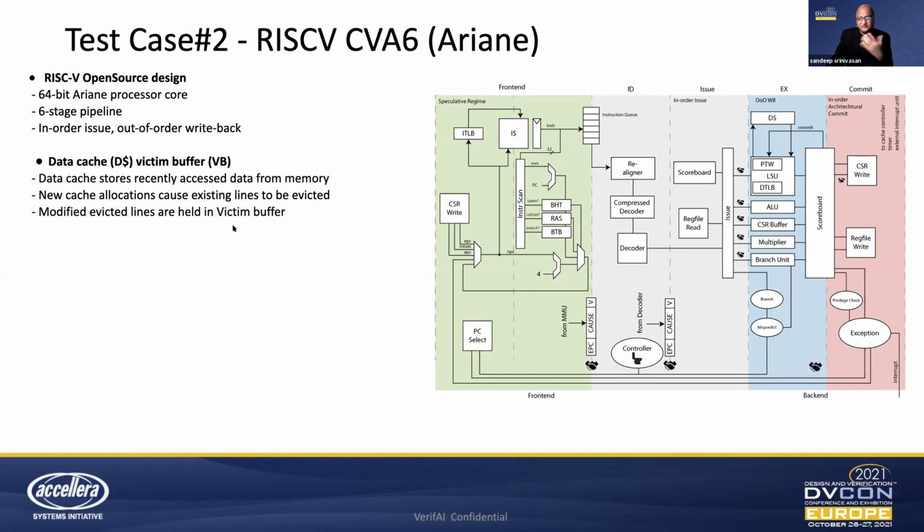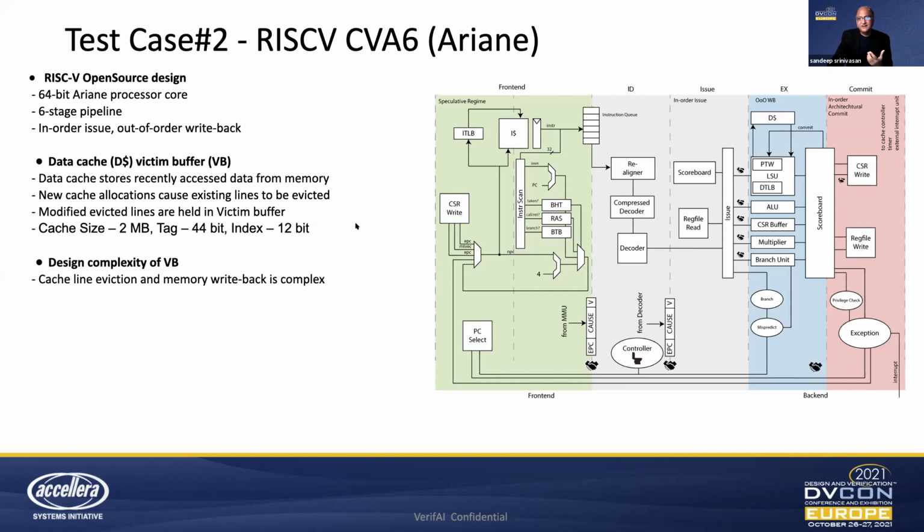So the data cache stores recently accessed data from memory. For all of you processor guys, you might know this already. New cache allocations cause existing lines in the data cache to be evicted, right? Now, these modified evicted lines are held in what's called the victim buffer. So this is a very hard to hit condition where many things have to happen. There has to be collisions in address. There has to be collisions in the data cache for this to occur. So that's why we chose as our target to optimize the victim buffer count.